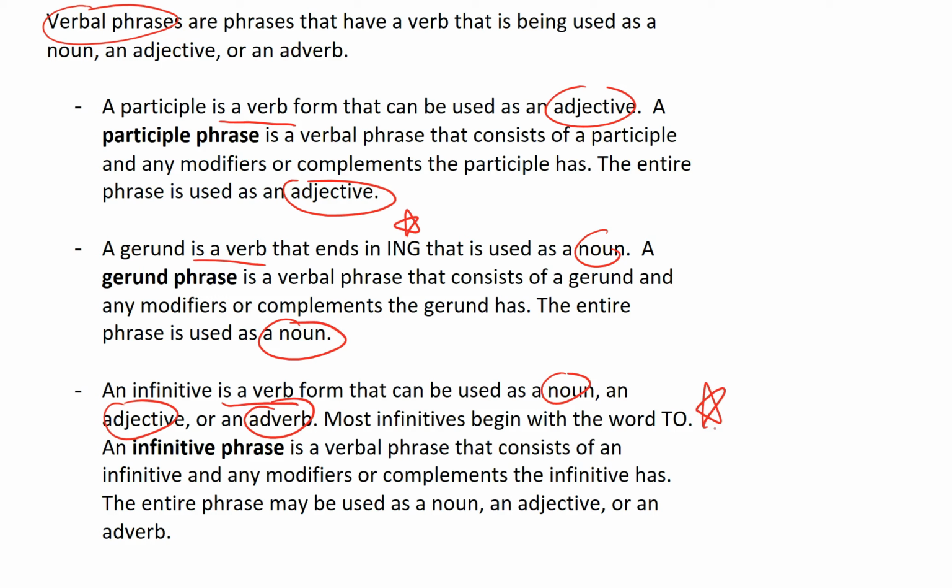That's an easy trick. So, an infinitive phrase is a verbal phrase that consists of an infinitive and any modifiers or complements the infinitive has. The entire phrase may be used, again, as a noun, an adjective, or an adverb. But here's the key. Look for the word to. It's going to signal to you that it's an infinitive phrase.